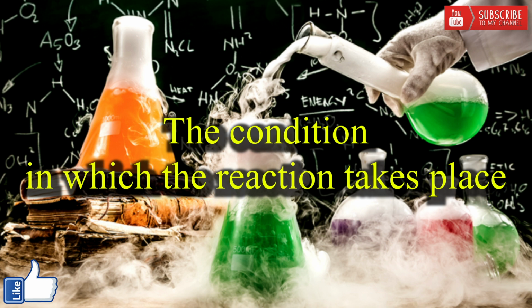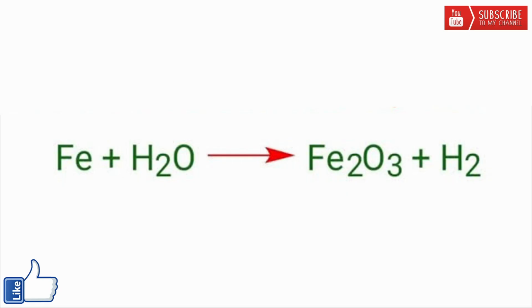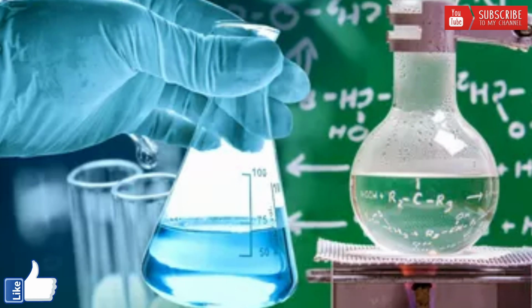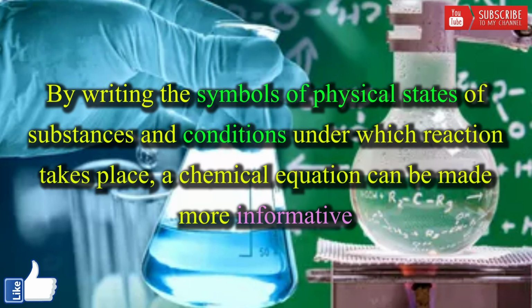Writing the condition in which reaction takes place: the condition is generally written above or below the arrow of the chemical equation. Thus, by writing the symbols of the physical state of substances and condition under which reaction takes place, a chemical equation can be made more informative.